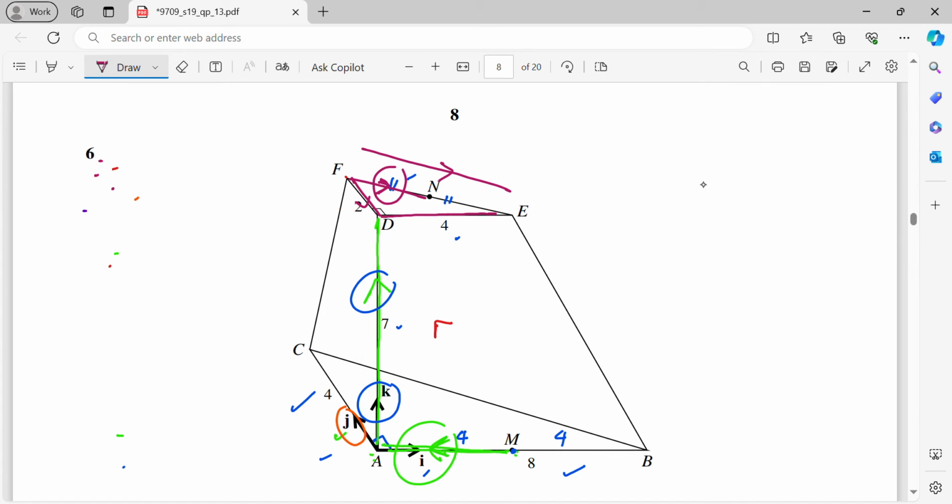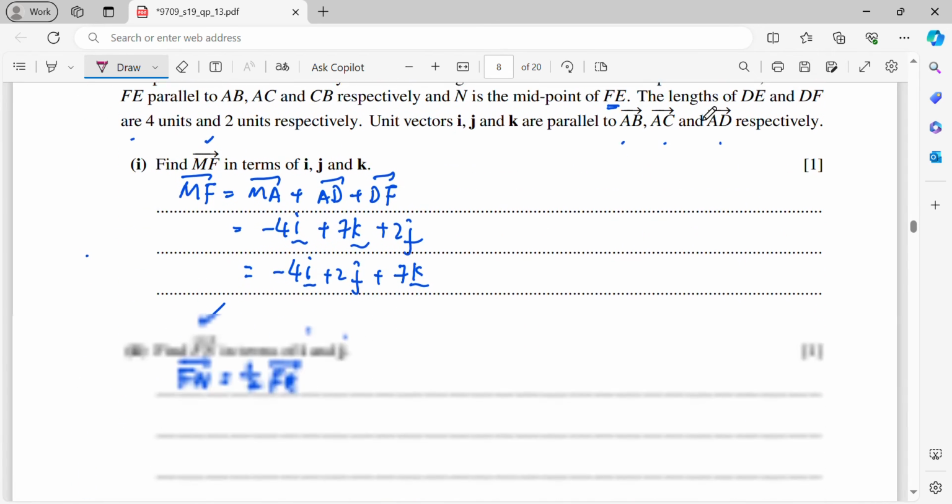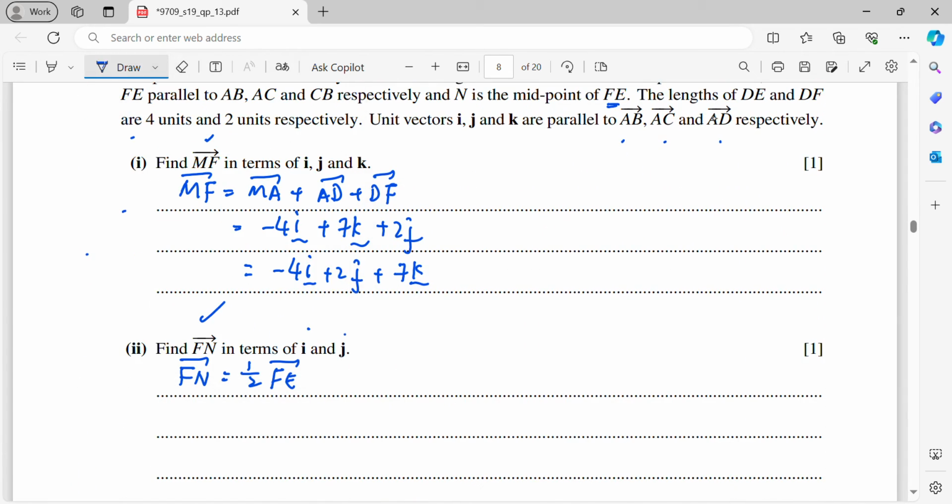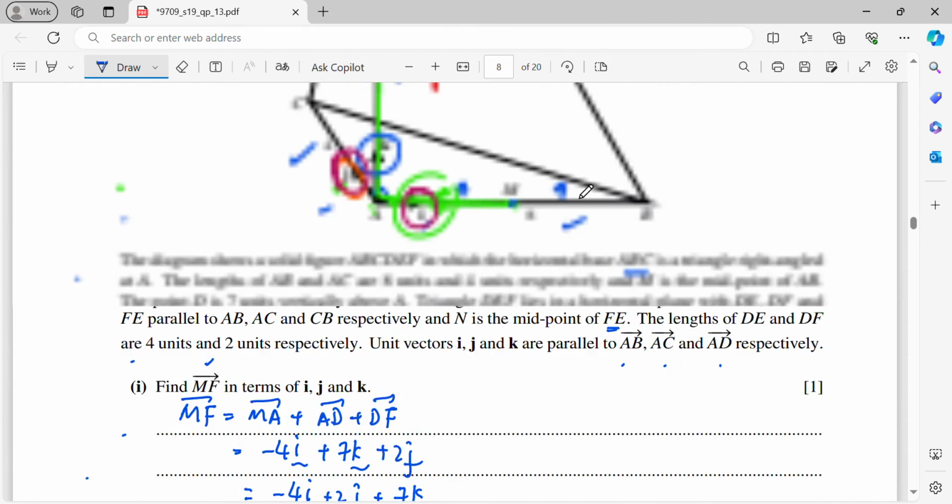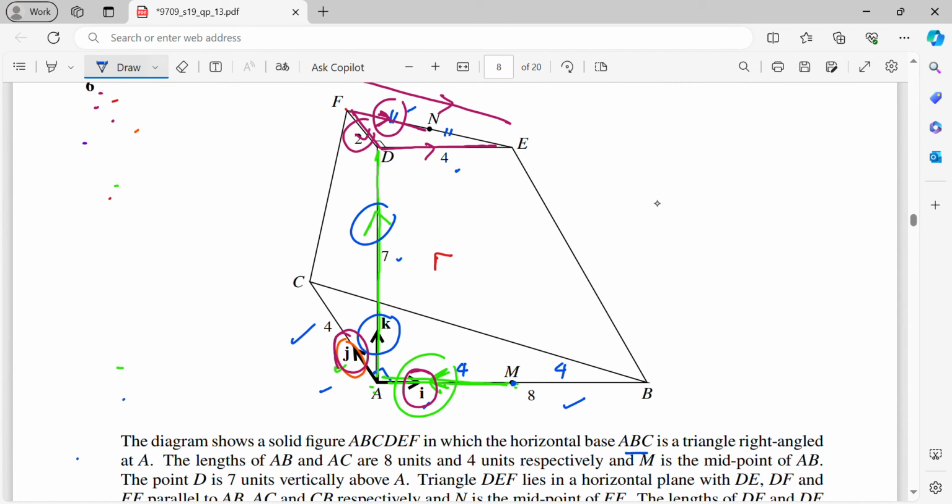It is same as FD plus DE. Okay, so DE is in the same direction as the I, and then FD is in the same direction as the J. So it means that I will get FD plus DE. So here it will be half of FD plus DE. So the vector FD is 2J, but it is in the opposite direction. Look at here, FD going down, the J is going up. So it means that it is negative direction. So I will get negative 2J.